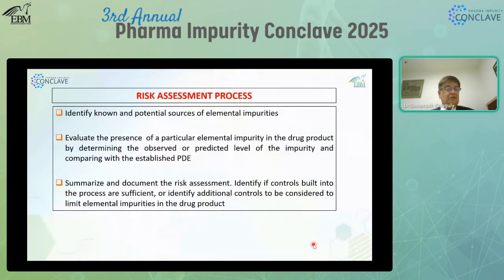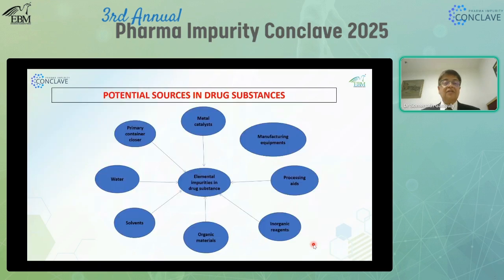This part is very important. What you have to know is that you have to identify the known and potential sources of the elemental impurities, evaluate the presence of the particular elemental impurity in the drug product, and summarize and document it in the risk assessment document. These three are the most important stages of the risk assessment process.